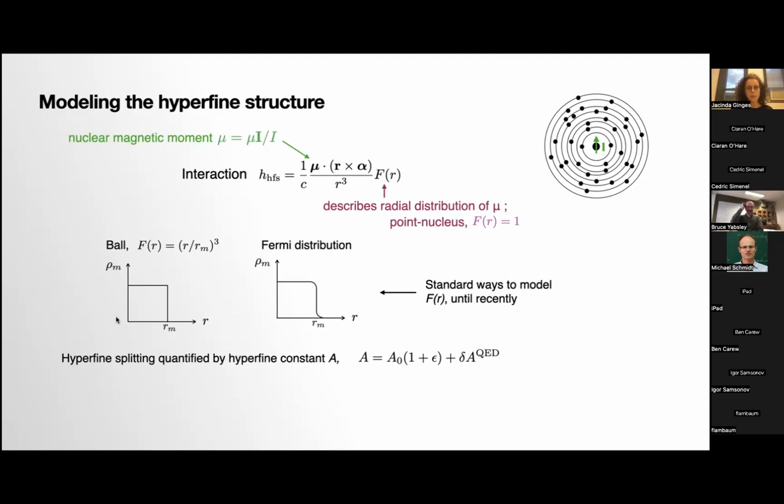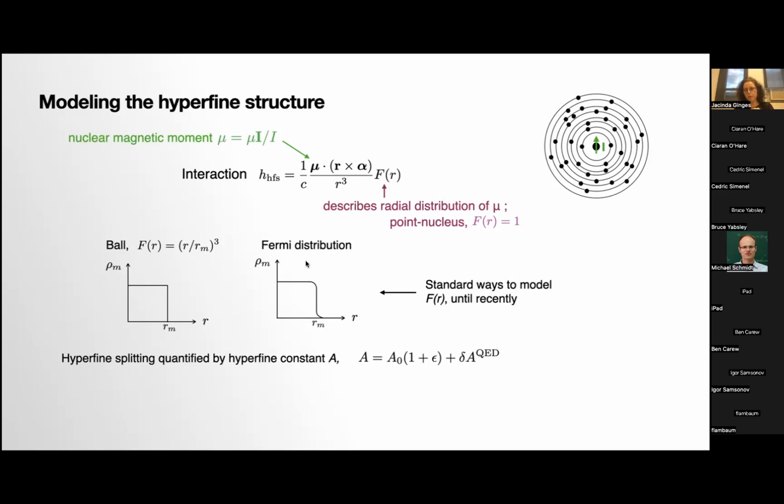Now, there are different ways, obviously, to model this F of R. So it's been known for many years that it's important to take into account finite nuclear size effects. So F of R should not be modeled as 1 in heavy atoms. But it was thought until recently that you could do away with modeling it quite crudely, as just a so-called Bohr model or as a uniform distribution. So this is showing the density of magnetization across the nucleus to some magnetic radius. So here it's just uniform throughout some Bohr.